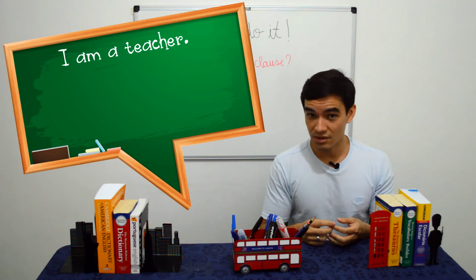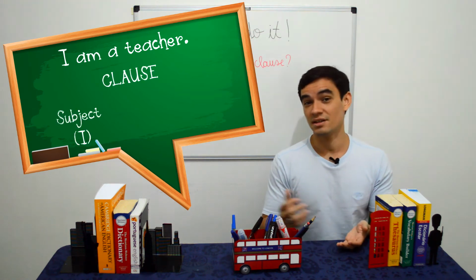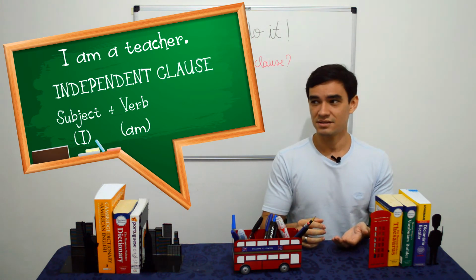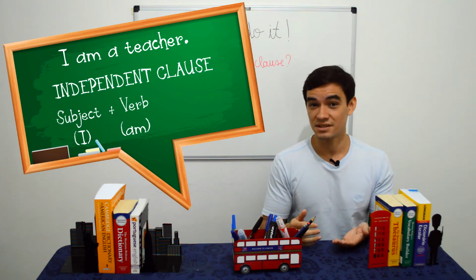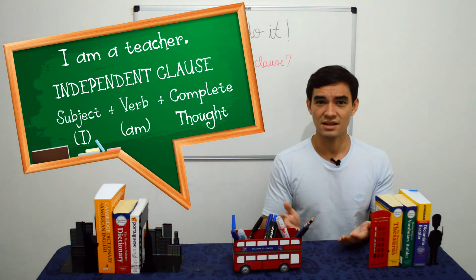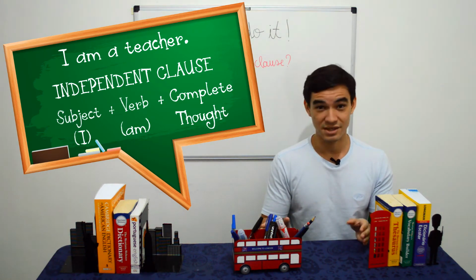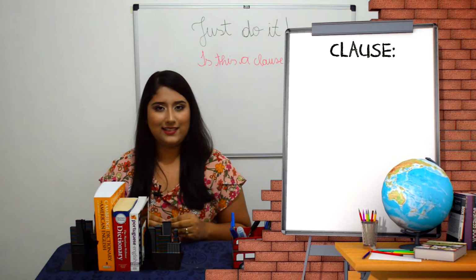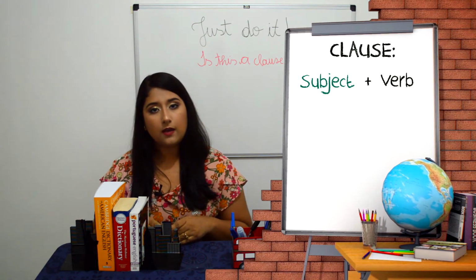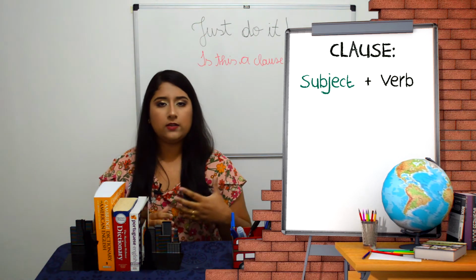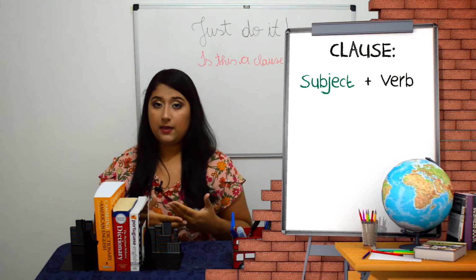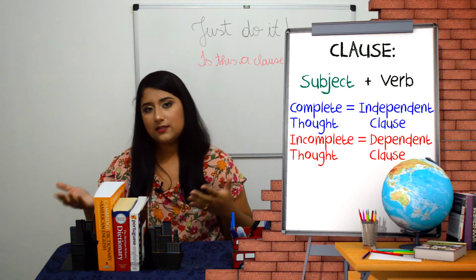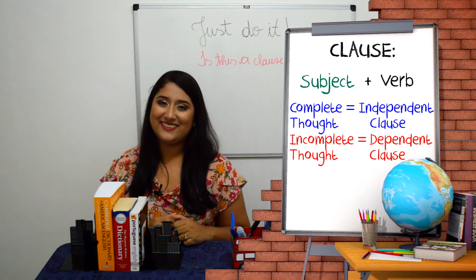And this is also a clause, since it has a subject and a verb. This example is even an independent clause, since besides that, it also conveys a complete thought. If I say, "I am a teacher," everybody understands what I meant. In summary, a clause will always have at least a subject and a verb. However, depending on what comes after the verb, it may express a complete thought, independent clause, or not, dependent clause. Okay?